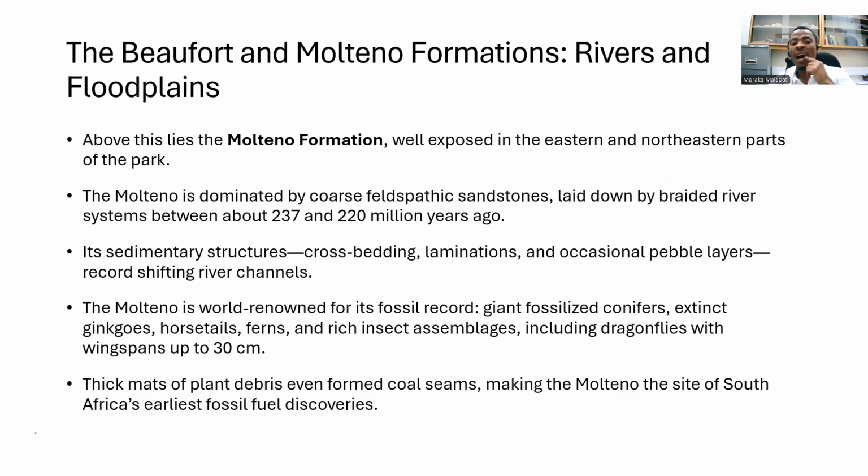But above this lies the Molteno, well exposed in the eastern and northeastern parts of this park. We see this in the eastern and northeastern parts, right? The Molteno is dominated by coarse feldspathic sandstone laid down by a braided river system between 237 and 220 million years ago.